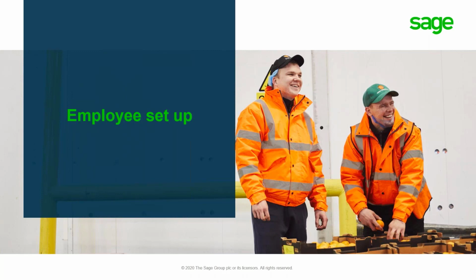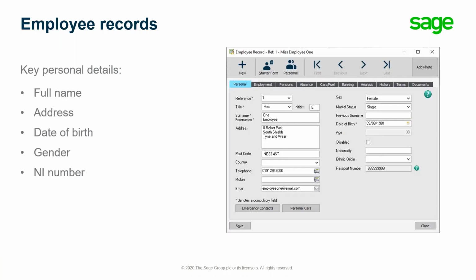So when it comes to creating and keeping employee records, there are some key personal details that must be recorded accurately in order to match up with the online systems at HMRC. So the key personal details are the employee's full name. So this should be in the exact same format that you'd find on their passport, for example. So you wouldn't use any abbreviated names or just initials, full first name and surname.